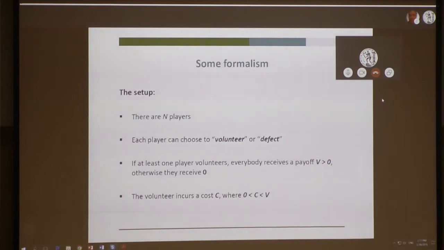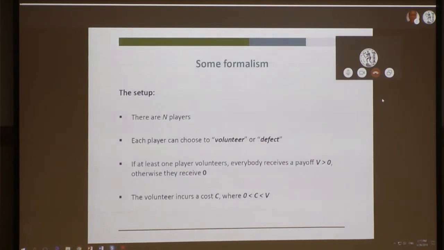If at least one of the players volunteers, then everybody gets a positive payoff. And whoever volunteers is just going to have to incur this cost C. Think of this cost C as the €2 coin that you have to drop into that vending machine to light the painting.